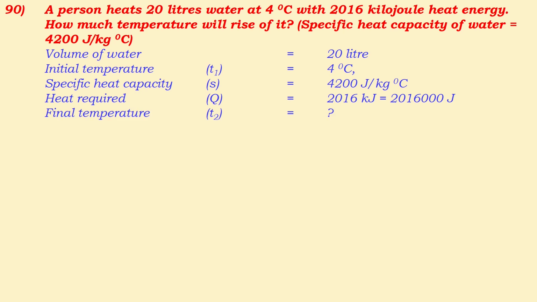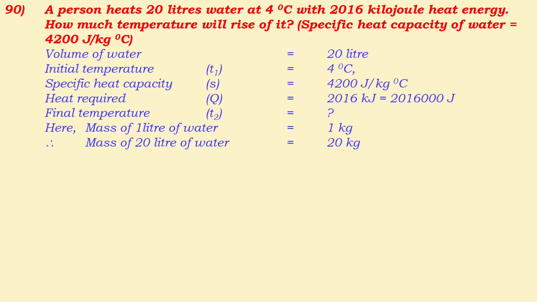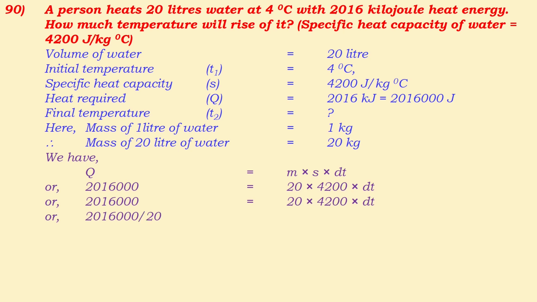Now next is final temperature. This is the question. Here we have a little twist. In place of mass, volume of water, 20 liter, is given. That's why 20 liter of water is of 20 kg mass. This can be mentioned in this way: mass of 1 liter of water is equal to 1 kilogram, and therefore mass of 20 liter of water is equal to 20 kilogram. So we have now Q equal to m into S into dt. Now taking the value, we have to find out dt, and dt is equal to 24 degrees Celsius.